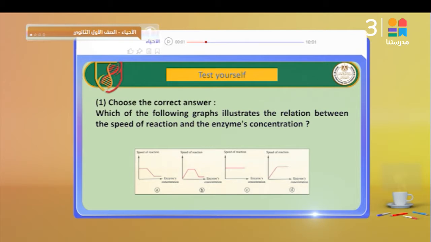Take your time with these questions. Which of the following graphs illustrates the relation between the speed of the reaction and the enzyme concentration? The first graph explains the relation between the speed of the chemical reaction and the concentration as directly proportional. The second graph shows an inverse proportion. The third graph shows the speed of the reaction against enzyme concentration: it increases in direct proportion until all the substrate is completely digested, then returns to stability.